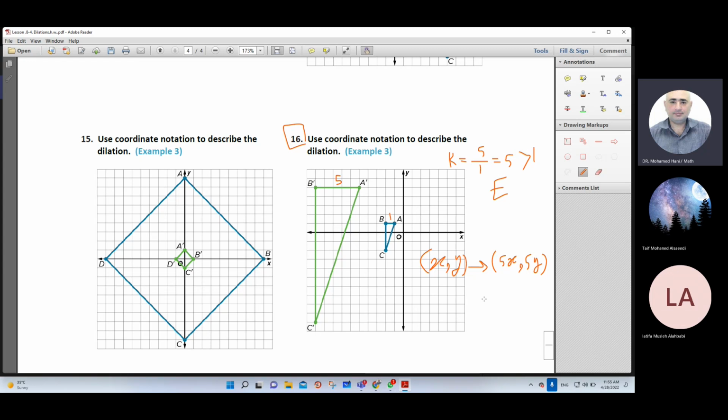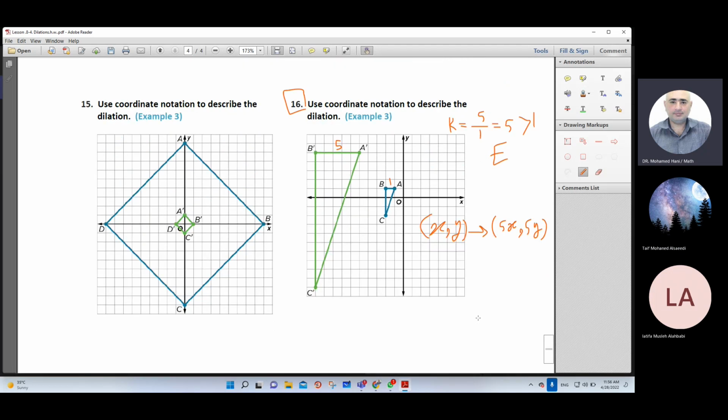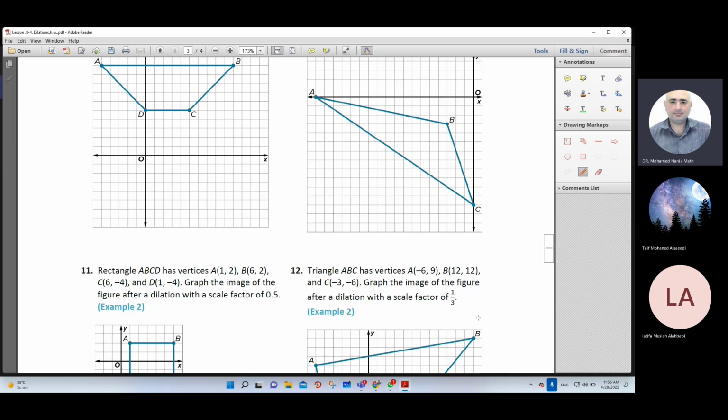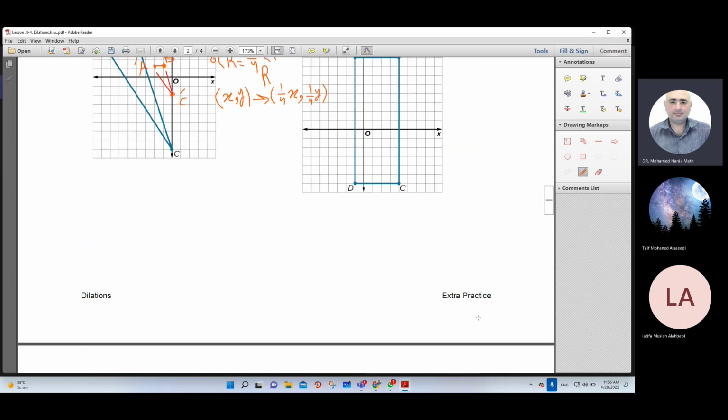Who has any question about this idea, or about the whole extra practice? Who has any question? No questions, girls? Are all ideas clear for you? Yes. Okay. So you can solve it again. And if you have any problem, you can ask me, inshallah, in the second lesson.